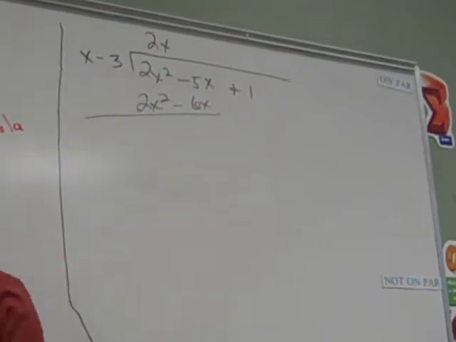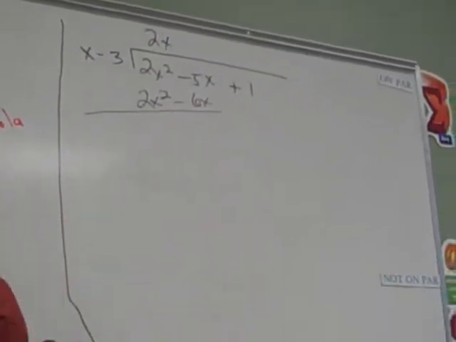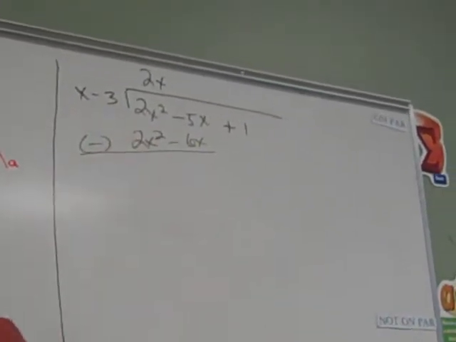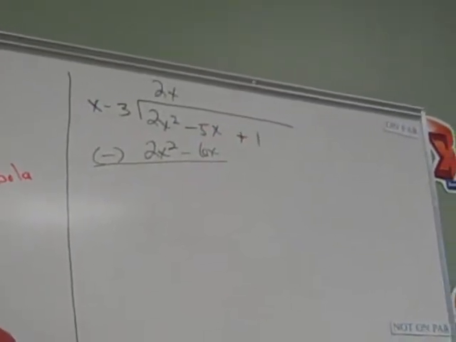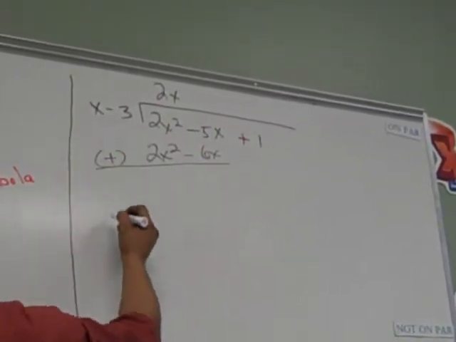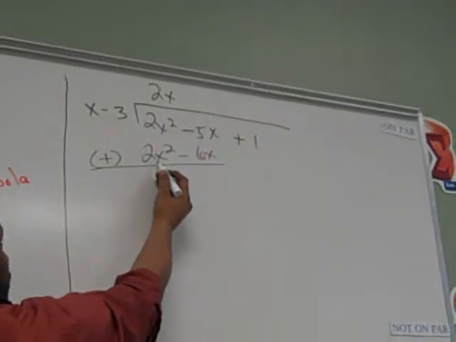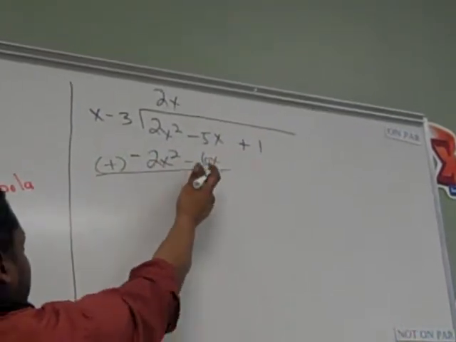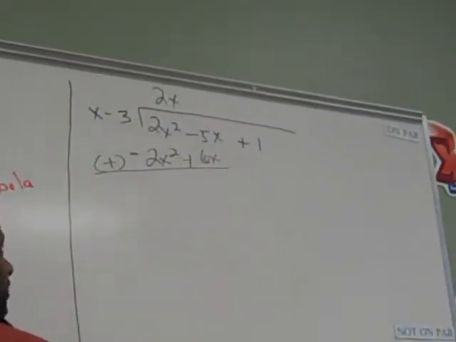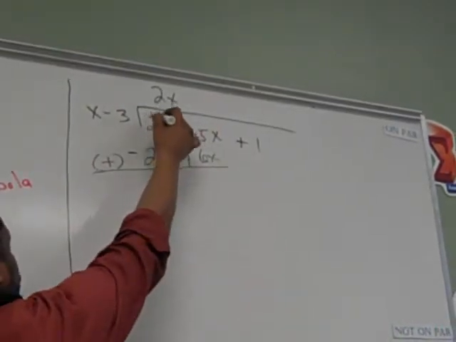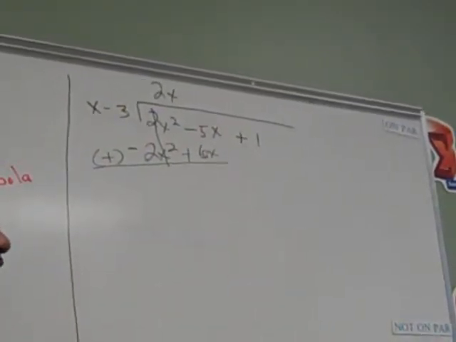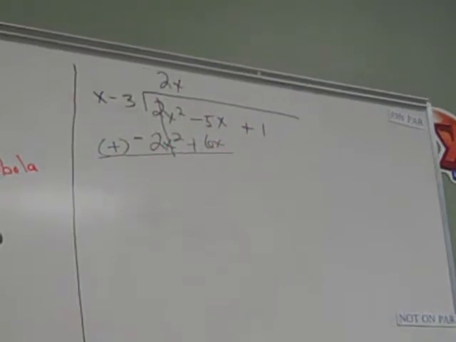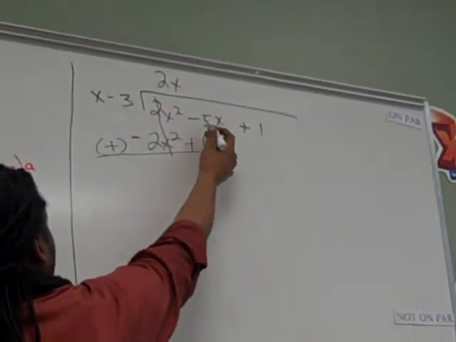Now check this out. This is where you guys mess up. Leave that like it is. Now, put your subtraction sign in parentheses. Change the subtraction to addition. This is a positive 2x squared, change that negative. This is a negative, change that positive. Now, my first 2 terms cancel out. That tells me I'm on the right track. What do I get here when I add?